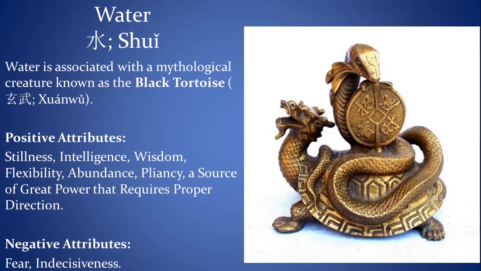Within Chinese culture, the tortoise and the serpent have historically served as symbols of longevity. Hence why they're associated with water. This particular creature is associated with water because water is associated with the end of the life cycle. So ideally, you don't want it to end, essentially. Water is defined as a substance that can be both fluid and weak, but also incredibly powerful and destructive. That's why it's associated with things like stillness, intelligence, wisdom, flexibility, abundance, pliancy, and again, if you condense it down, a source of great power that requires proper direction.